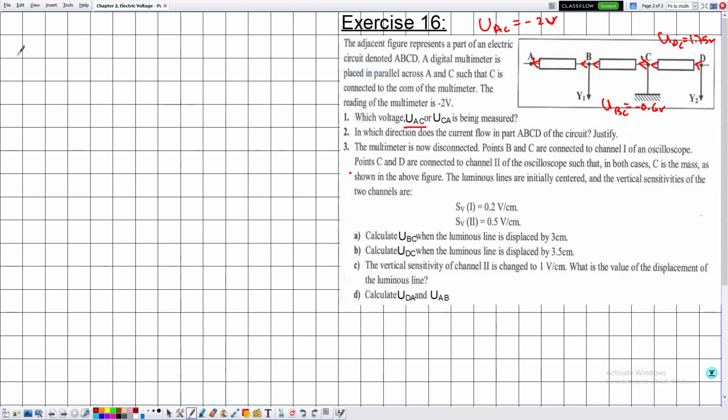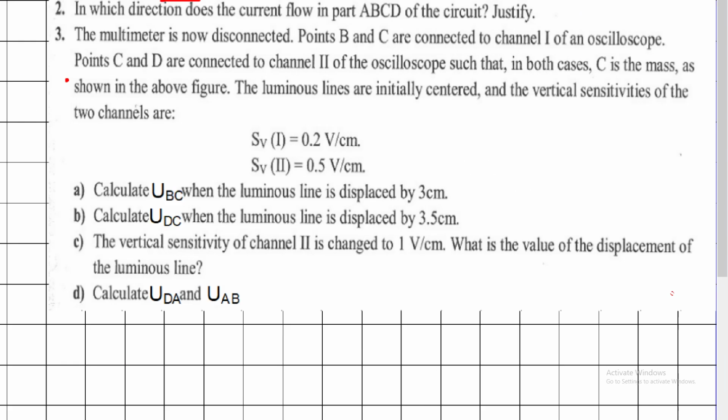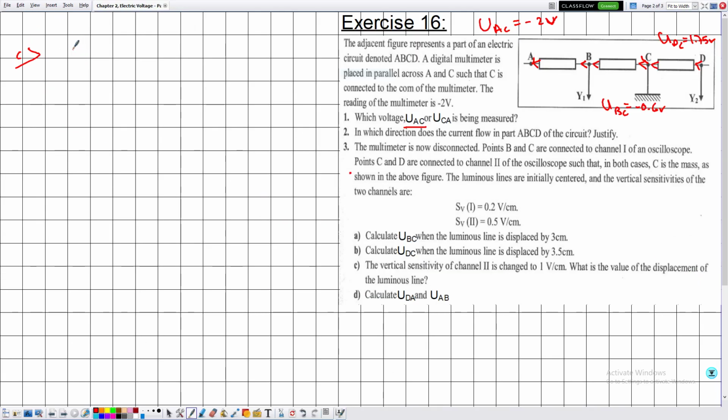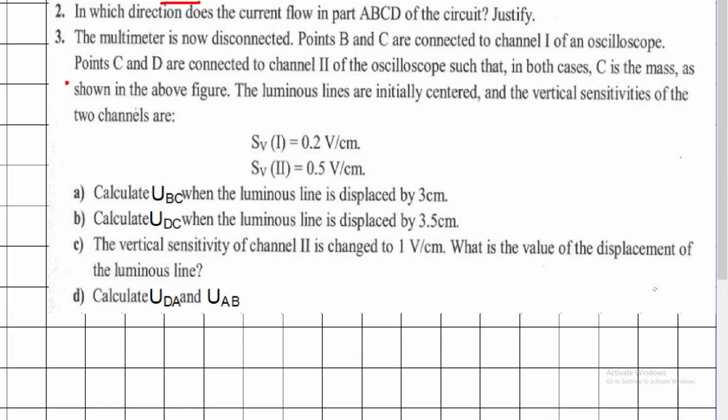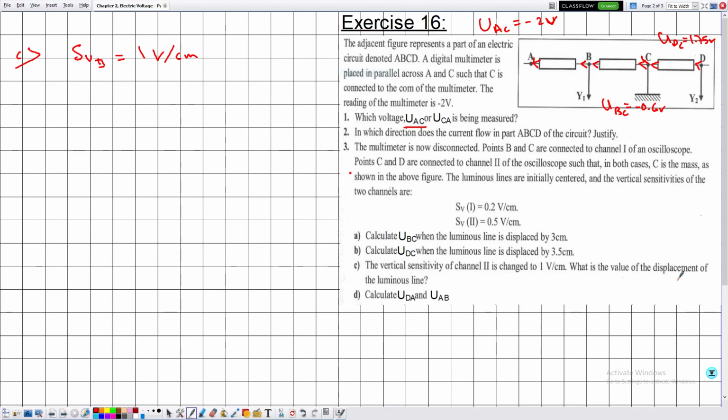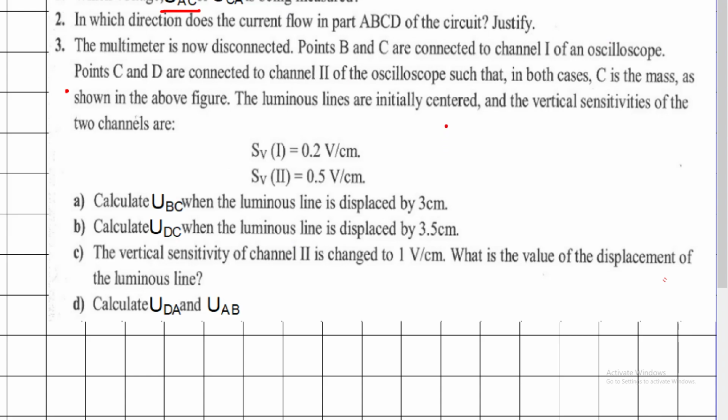Now in part C they are telling me the vertical sensitivity of channel 2 is changed to 1 volts per centimeter. What is the value of the displacement of the luminous line? So here we have two luminous lines corresponding to the first channel and the second channel. Because we have changed the settings of channel 2, the value of y2 will change. So they are asking me about the value of y2.